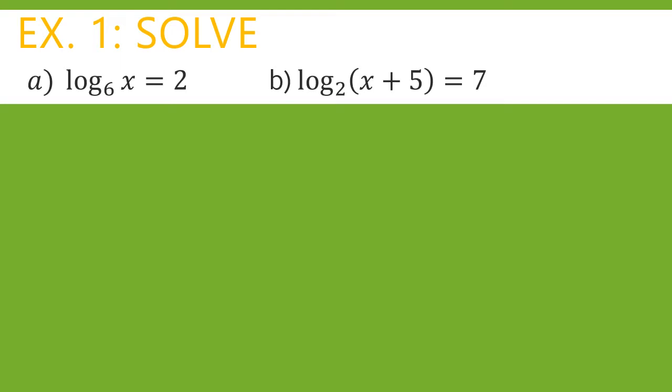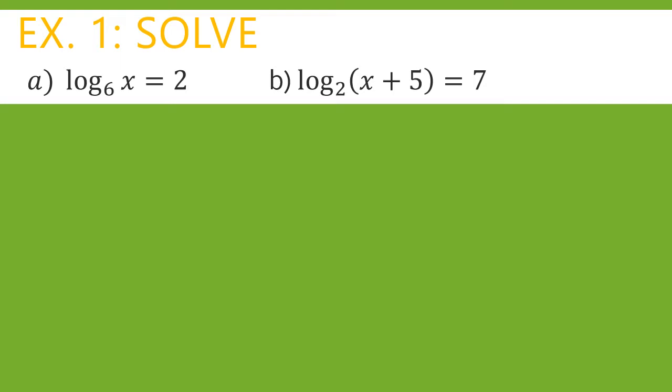Example 1, solve a and b. X could be in different spots. Right now, the x is in the argument spot. How do I figure out what x is? We've done these, or at least something like a, in a previous lesson. And it comes back to your fundamental understanding of what a logarithm is and how it relates to an exponential.